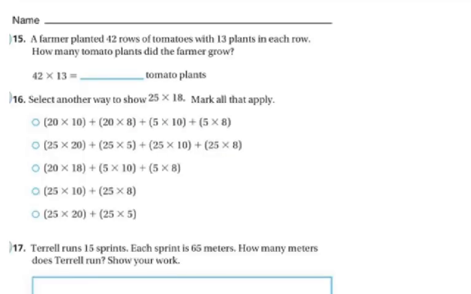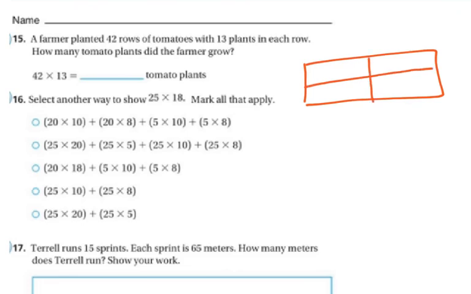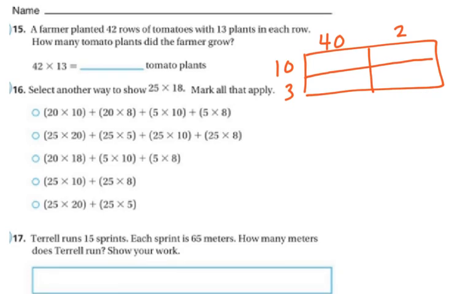All right, a farmer planted 42 rows of tomatoes with 13 plants in each row. How many tomatoes did the farmer grow? So we're going to do 42 times 13. So I'm going to do the area model because I know that's what you're most familiar with. Okay, so we've got 42 times 13, so there's my 10 and my 3. 1 times 4 is 4, and I've got my 2 zeros, so that's 400. Then I've got 10 times 2, which is 20. And now I've got 3 times 40. 3 times 4 is 12, and my 1 zero is 120. And then I've got 3 times 2, which is 6.